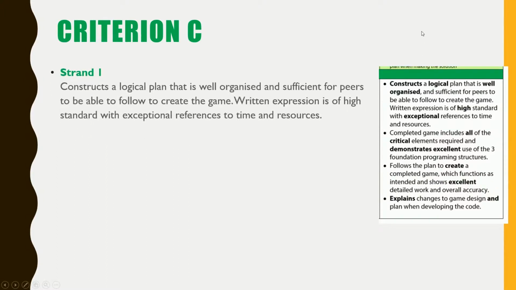Strand 1 means that you can construct a logical plan that is well organized and sufficient for peers to be able to follow to create the game. Written expression is of a high standard with exceptional references to resources and time. Now this is critical, so it needs to be very step by step how to build your game from scratch. The plan that you write needs to be good enough that you can hand it to someone else and they can reproduce exactly the same game that you produced.